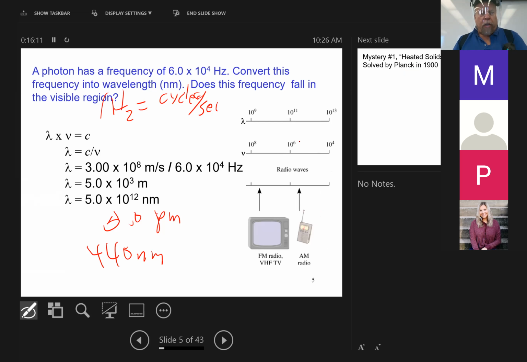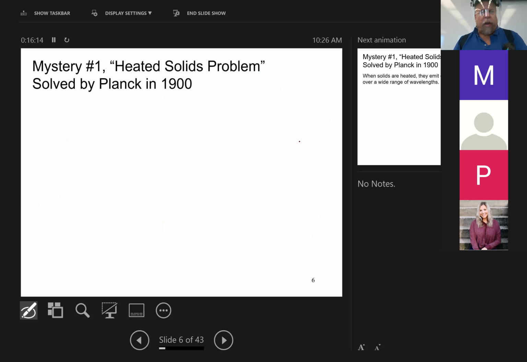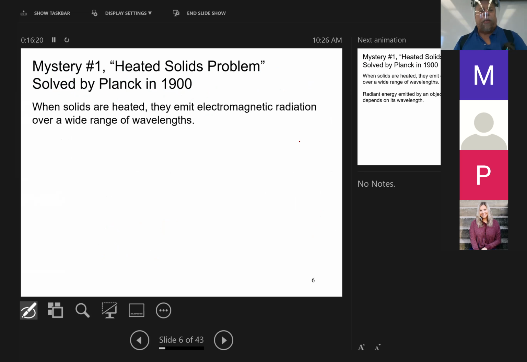Okay, so here you have 5 times 10 to the 12th nanometers converting it. Now, mystery one, the heated solids problem. Essentially, when solids are heated, they emit electromagnetic radiation over a wide range of wavelengths, and only some of them you can see. How many of you have an electric stove at home? You turn it on high. What's the color of the burner? Red. That's the color you see, but there are all sorts of wavelengths coming off, and those that you see are in the red wavelength or in the infrared. That's what heats up the thing.